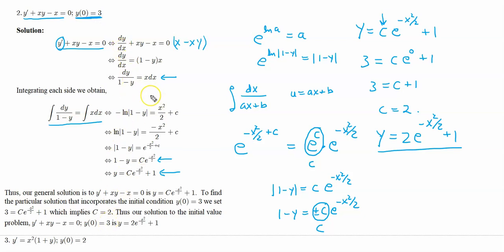Let's take a look at another example. Now here we would like to solve this initial value problem. We have the differential equation y prime equals x squared times 1 plus y squared, and we have the initial condition y of 0 is supposed to equal 1.